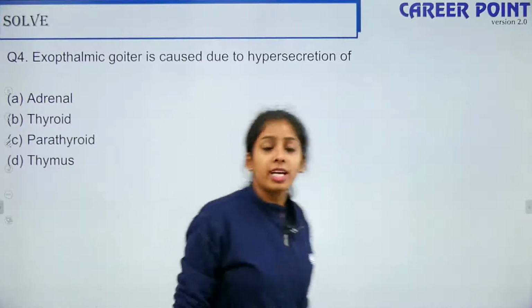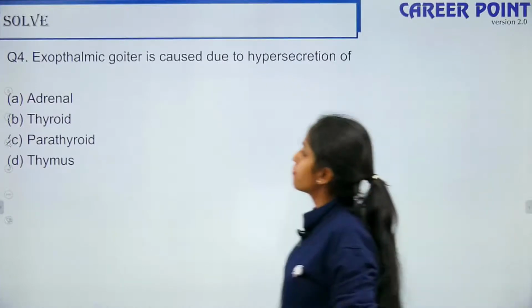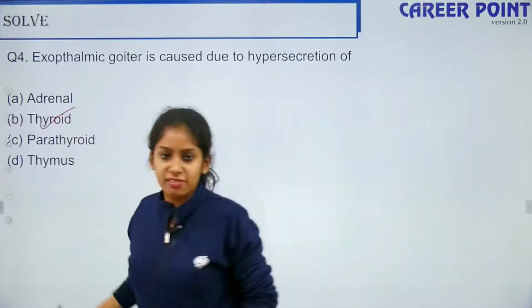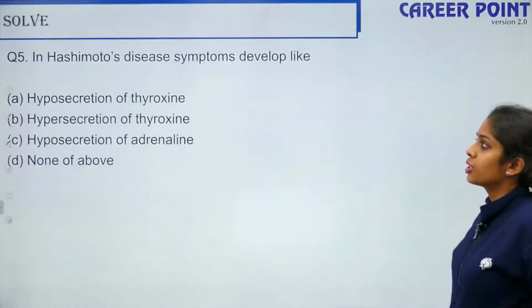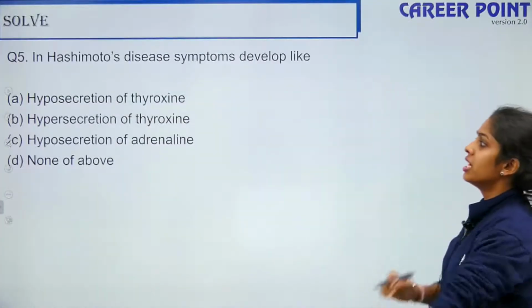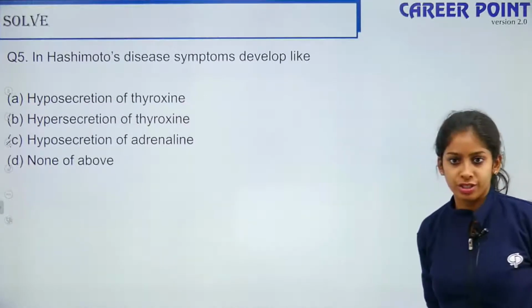Yes, question number 4. Exophthalmic goiter is caused due to the hypersecretion of thyroid. Yes, very good. So these are the types of questions that come from this chapter. Then in Hashimoto's disease, symptoms develop like hyposecretion or hypersecretion.